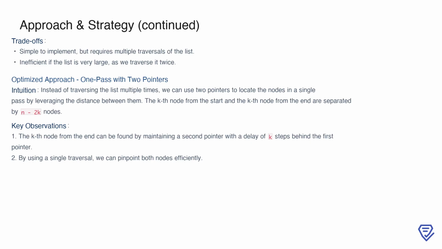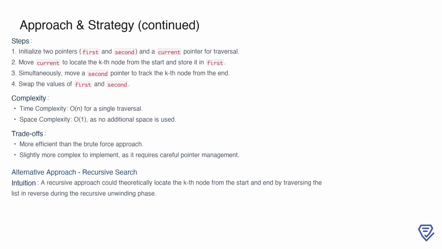To address this, an optimized one-pass approach can be used, leveraging two pointers to locate the required nodes in a single traversal. The key insight here is that the kth node from the end is separated from the kth node from the start by n-2k nodes. By maintaining two pointers, where one lags behind the other by k steps, we can pinpoint both nodes in one pass. This eliminates the need for a second traversal, making the approach more time efficient while still maintaining constant space usage. The optimized one-pass solution involves carefully managing pointers to locate the desired nodes efficiently. First, we initialize three pointers: first, second, and current.